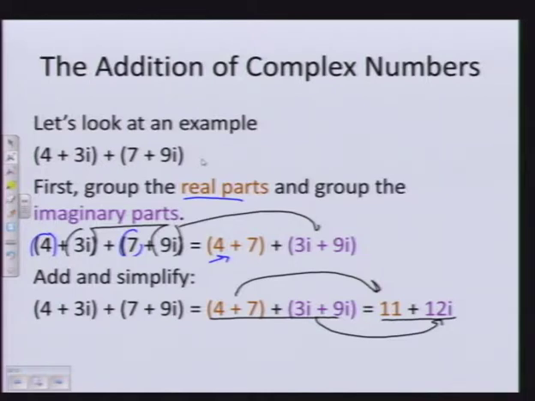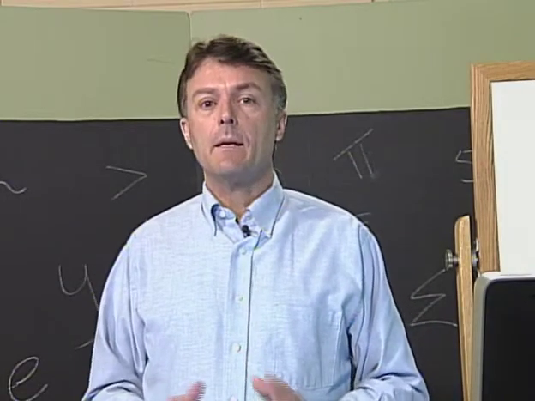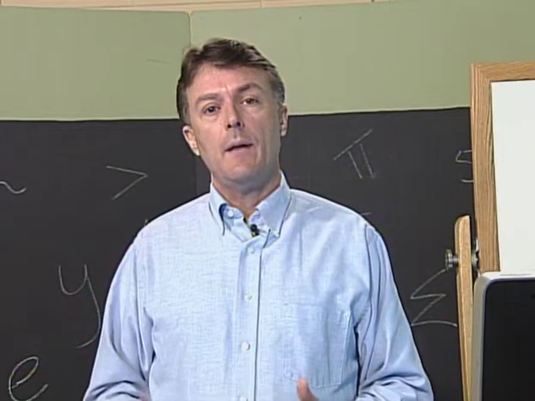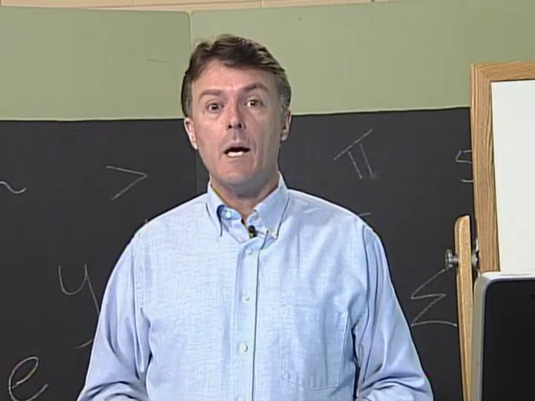So what we did here is we started out with, in parentheses, 4 plus 3i, plus, in parentheses, 7 plus 9i. We grouped the real parts, and so that's adding the 4 plus the 7. Then we grouped the imaginary parts, so we added the 3i plus the 9i. When we did that, we ended up with the real part of 11, the imaginary part of 12i, and putting those together, we had 11 plus 12i. Okay, so that's a basic example of how to add two complex numbers.